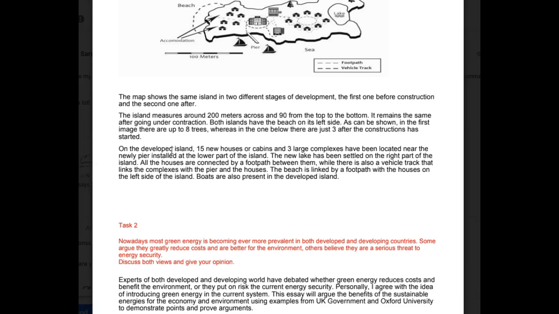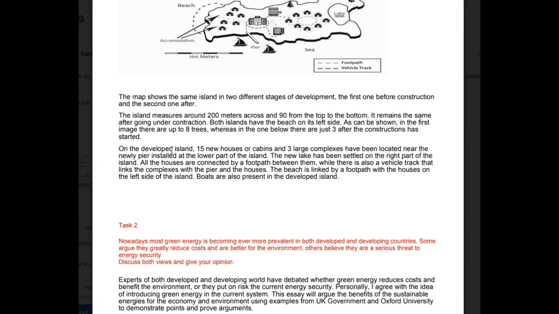I don't really care for that expression. You want to say that it's a man-made lake or it's a created lake. So you could have said it like that. You could have said the newly created lake has been situated on the right part of the island.